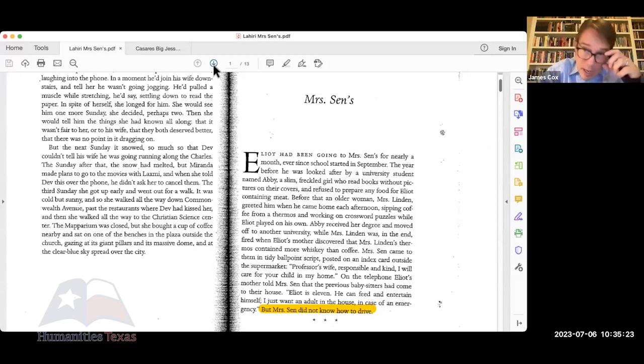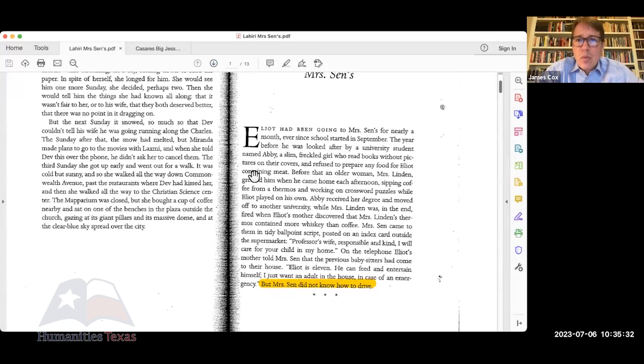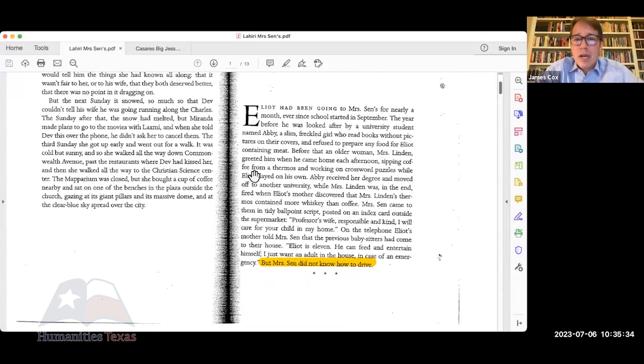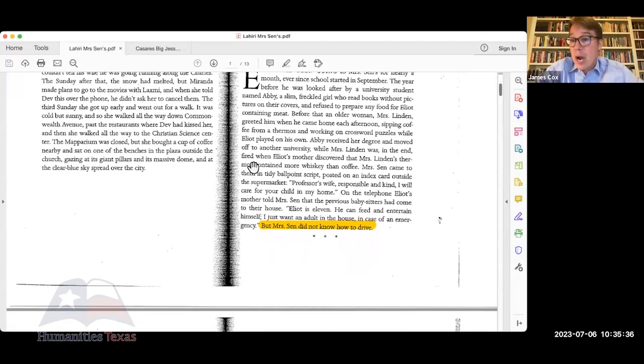So what I did with this one when I was reading it last night is I just went through and pointed to the passages where Lahiri mentions the driving.